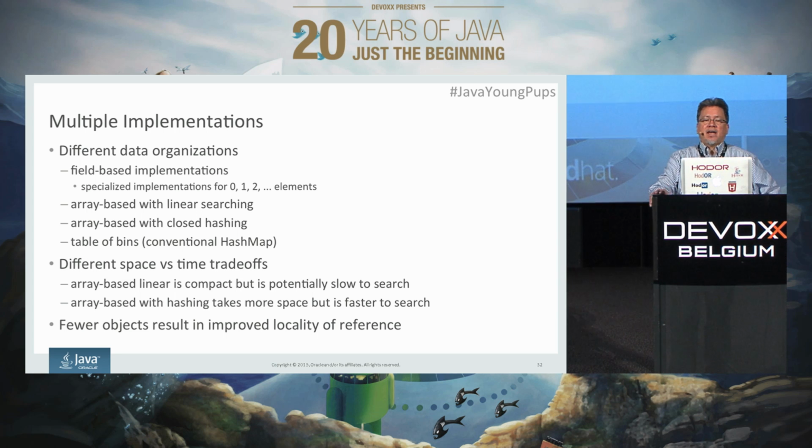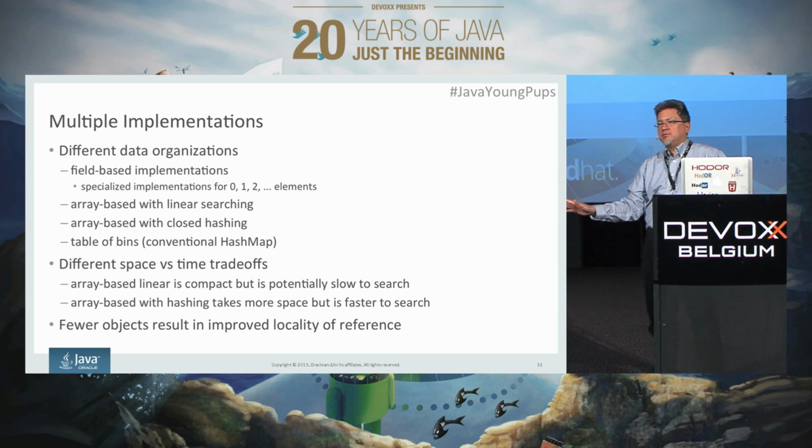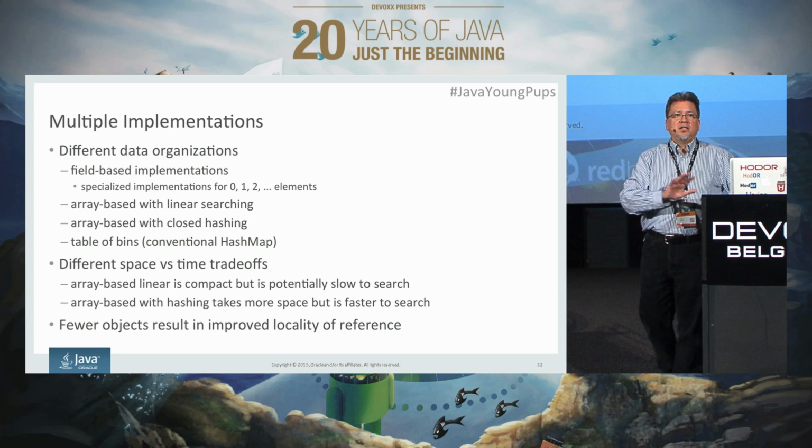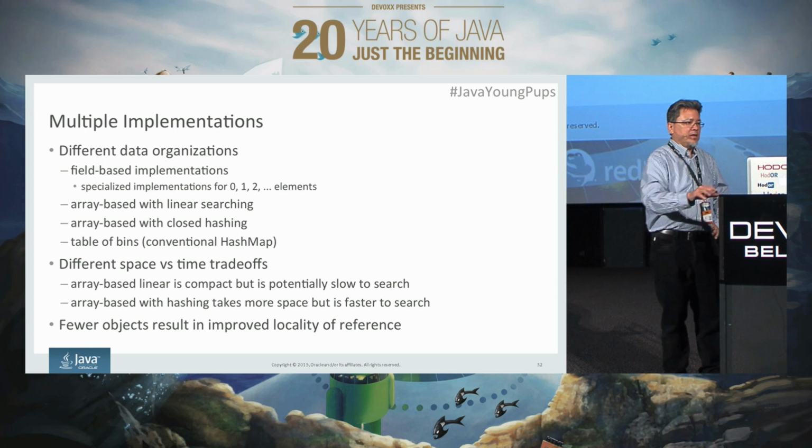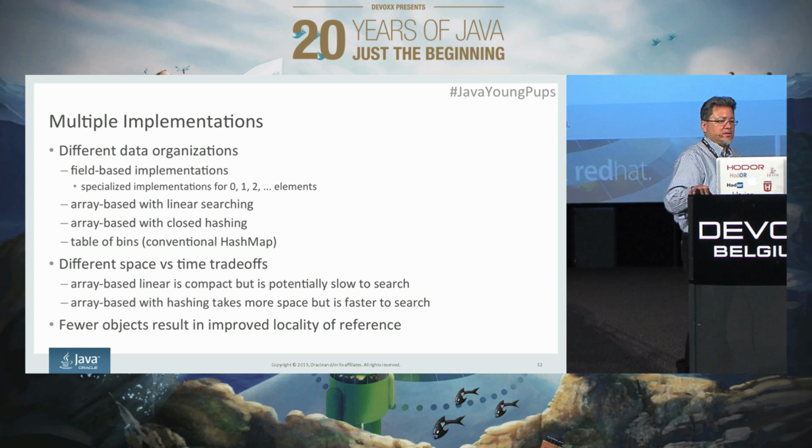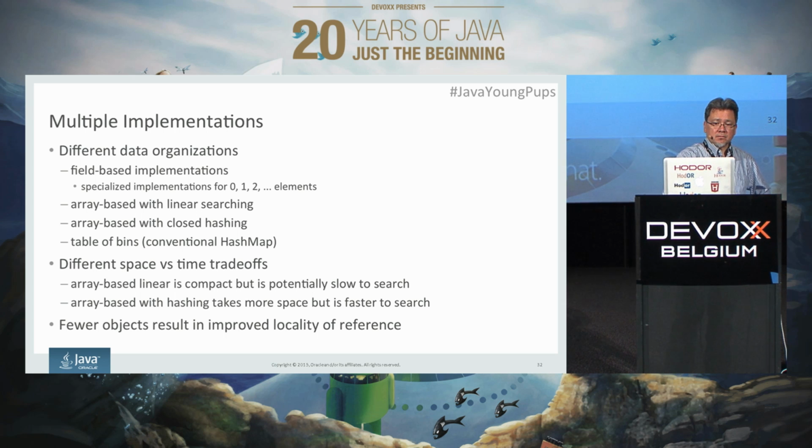Anyway, the point here is that we can have a multiplicity of different implementations, and they make different space versus time trade-offs. And the library is in the best position to make those trade-offs.